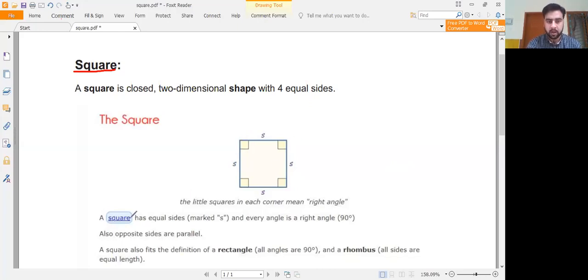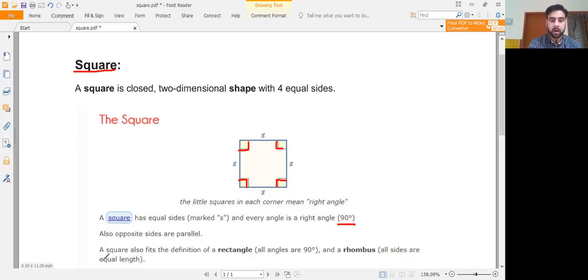Okay, the little square in each corner means a right angle. These four little squares in the corners are called right angles. What is meant by a right angle? A 90-degree angle is called a right angle. This 90-degree angle is called a right angle.